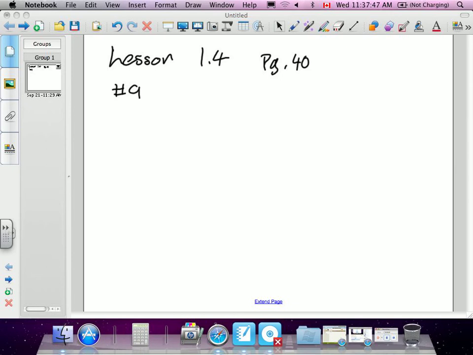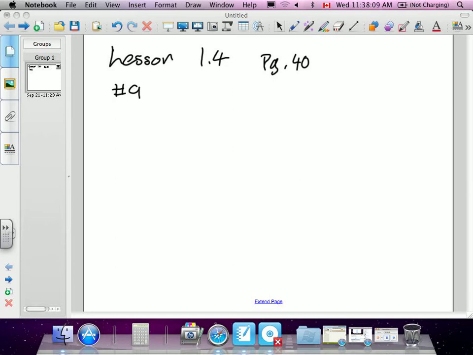So we're going to do number 9 from lesson 1.4. It's on page 40. The problem reads, Liz works at a ballpark selling bottled water. She sells 37 bottles in one shift. Okay? The large bottles sell for $5 each, and the small bottles sell for $3 each. At the end of one game, she has taken in $131.